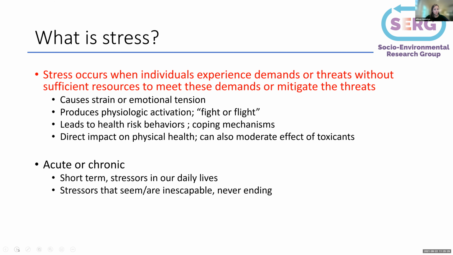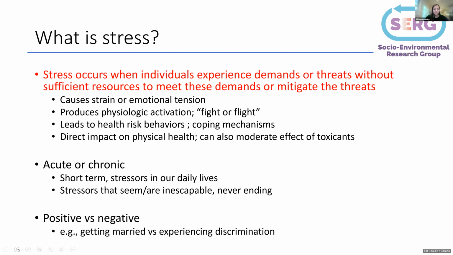Stress can be acute or chronic. By acute stress, we mean something happening in the short term, stressors in our daily lives that may come and go. Contrast that with chronic stress, where we're talking about stressors that seem or are inescapable or never ending. Stress can be both positive and negative. Typically, we think of stress as a negative thing, but good things can cause feelings of strain or stress. Getting married, for example, or starting a new job. These are positive factors, but can be stress-inducing. And then certainly negative stressors would include adversities, things like experiencing discrimination, and so forth.